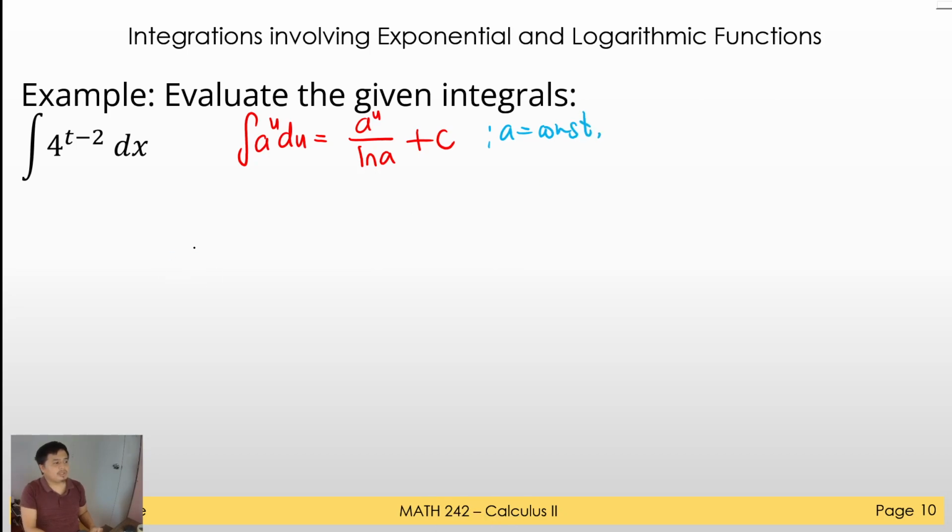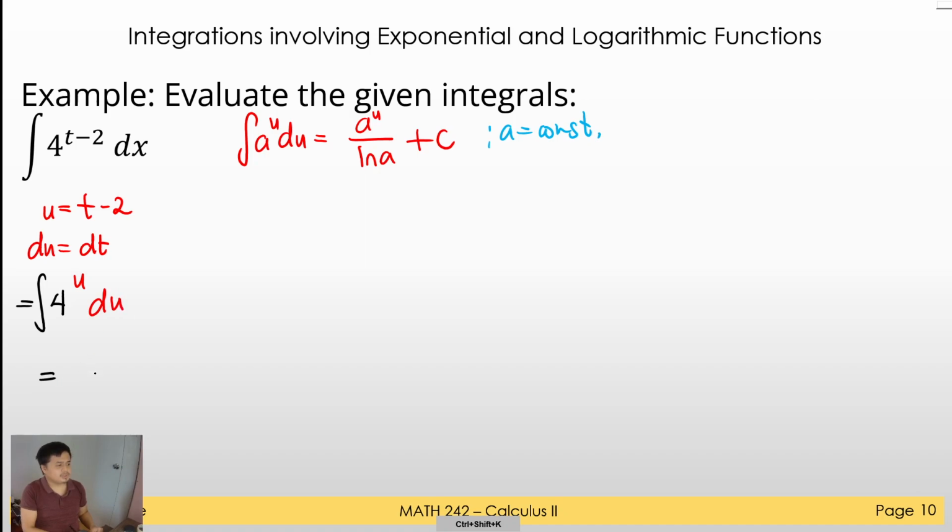So now, how do we solve this? a is a constant, we are good with that. But since this is t minus 2, we have to change this to a variable u only. So we will let u is equal to t minus 2, and then find the derivative, we have du equals dt. So therefore, the integral is also equal to 4 raised to u, and then dx will now be dt. Okay? So, du pala.